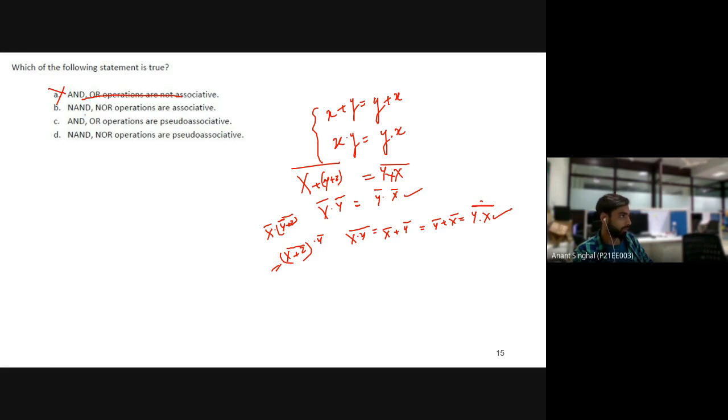But this is also not correct. AND and OR are completely associative, as we know. Even if I do plus z here, or into z here, this will always be associative. So this is also not true. The correct answer to this question is option D.